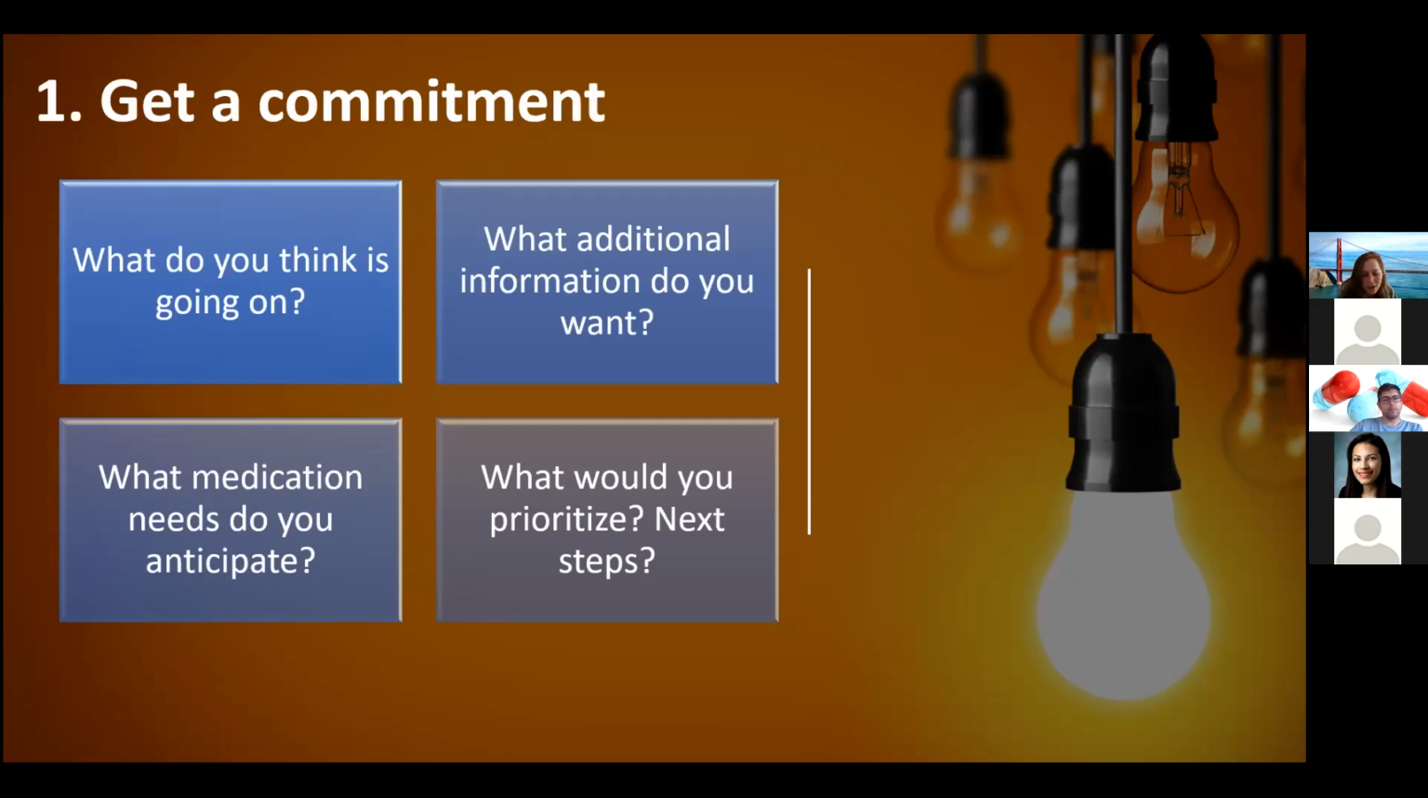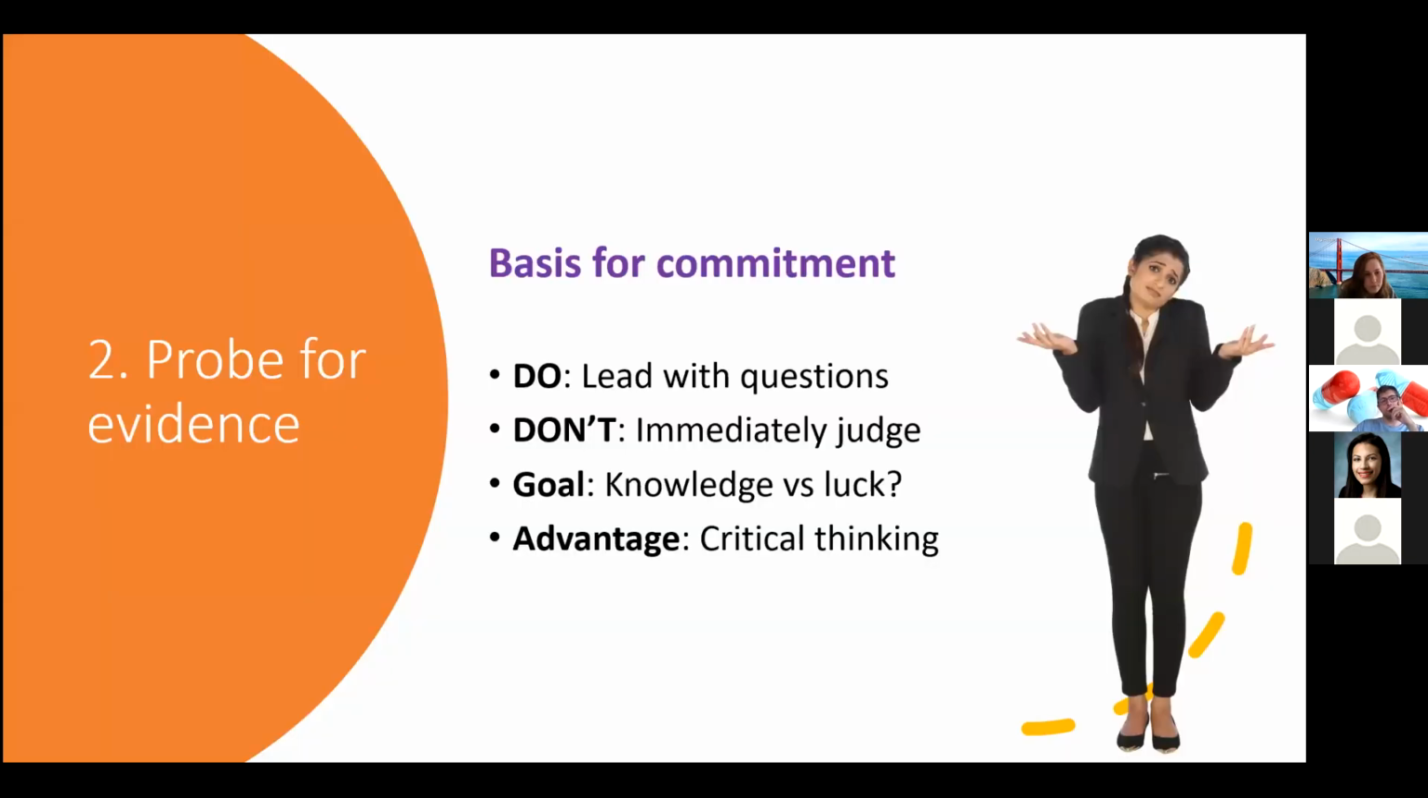If you need to modify it, if it's not correct, then you have a teaching moment. And you've probably had a greater impact on the learner because they're going to remember that and they're going to remember their mistake going forward. That's pretty powerful. Next step is probe for evidence. So what's the basis for the commitment that they made? The second micro skill is basically moving forward based on that commitment that the learner made.